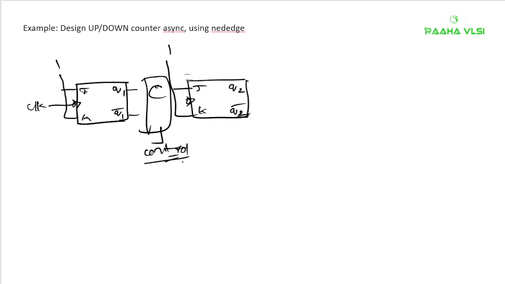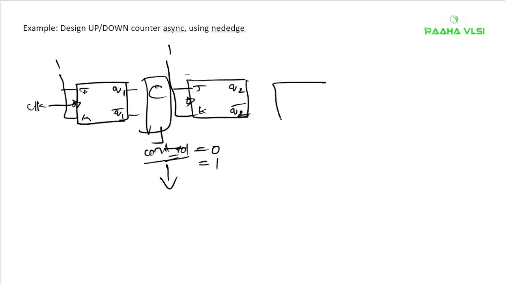Now based on this control signal value, I am going to connect either Q1 or Q1 bar. Let's say if I am giving 0, this Q1 should be connected. If I am giving 1, this Q1 bar should be connected. So likewise, I have to design my counter. Now for that case, what combinational circuit can we use? Can you tell me? Sir, mux. Mux we can use. Yes, we can use multiplexer.